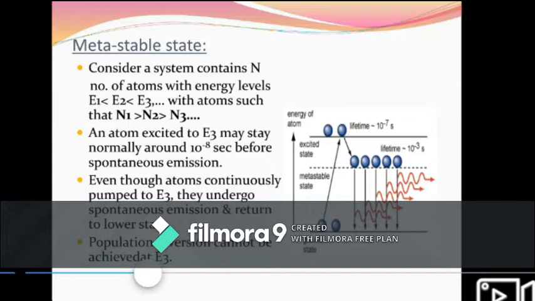Looking at this slide, we have considered a system containing a number of atoms with energy levels E1 less than E2 less than E3, and the atoms populate those levels N1, N2, N3, where N1 is greater than N2 and N3. An atom excited to E3 may stay normally around 10 to the power minus 8 seconds before spontaneous emission. Even though the atoms are continuously pumped to E3, they undergo spontaneous emission and return to a lower state. Population inversion cannot be achieved at E3, it is achieved at E2.